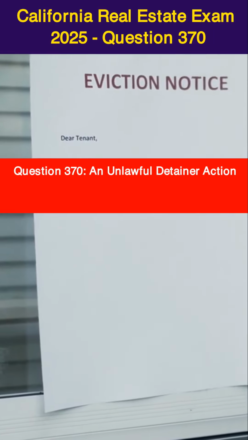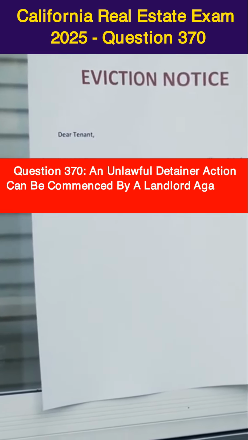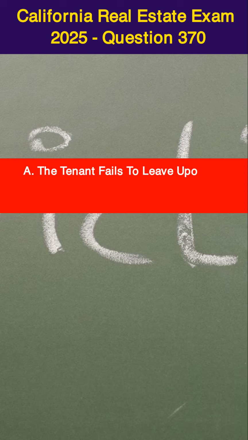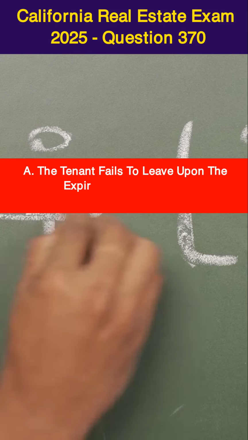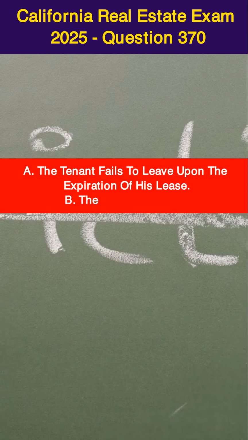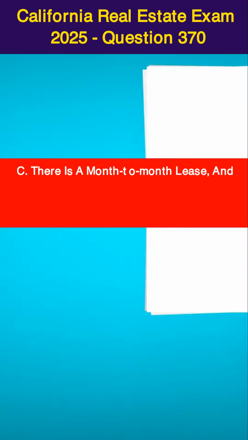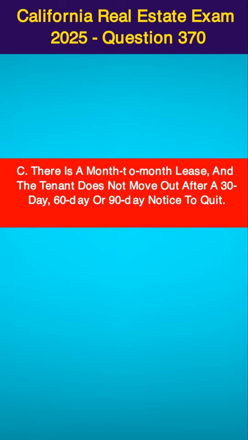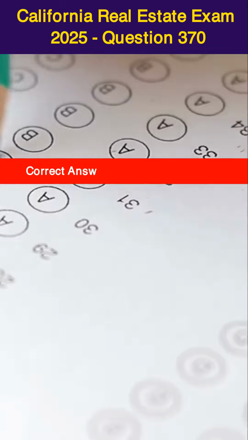Question 370. An unlawful detainer action can be commenced by a landlord against a tenant when: A. The tenant fails to leave upon the expiration of his lease. B. The property is sold. C. There is a month-to-month lease, and the tenant does not move out after a 30-day, 60-day or 90-day notice to quit. D. All of the above.